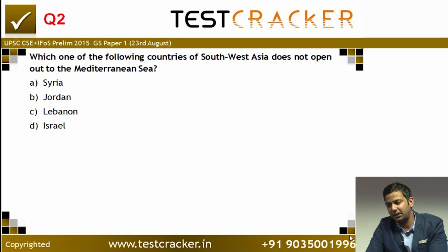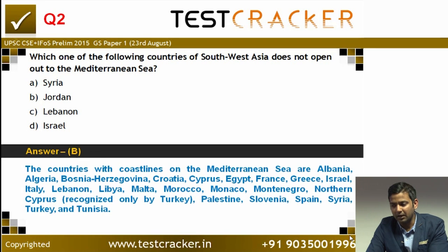The second question would be really easy for anyone who is even casually interested in world geography, especially because it comes from a region which should be an object of constant study for you, considering its relevance for international relations, the world in general, or even India's relations with these countries and the continuing crisis in this region. Which of these countries do not open out to the Mediterranean Sea, which means do not share a shoreline with the Mediterranean Sea? Most people could zero down to Jordan and Lebanon. The answer here is Jordan. Jordan does not open out to the Mediterranean Sea.